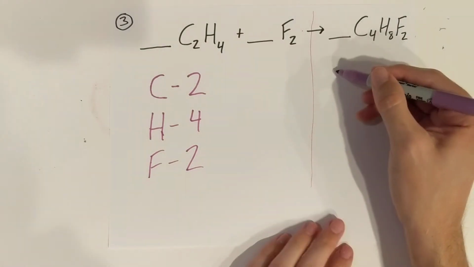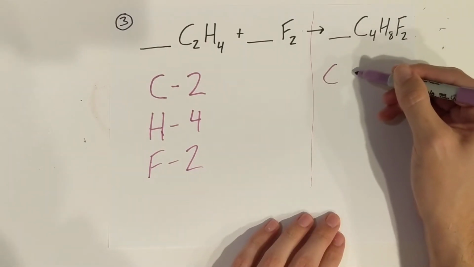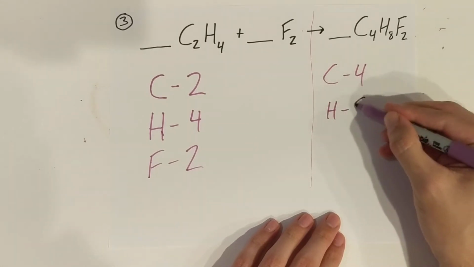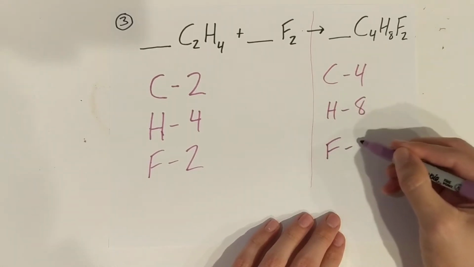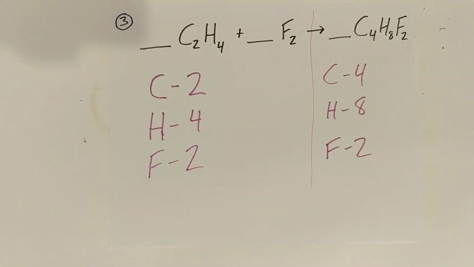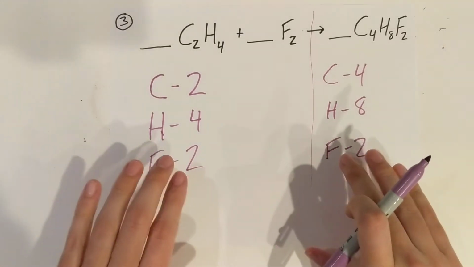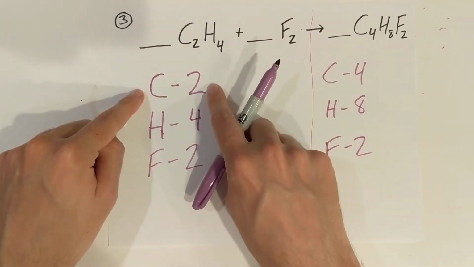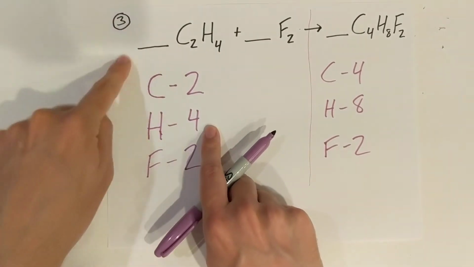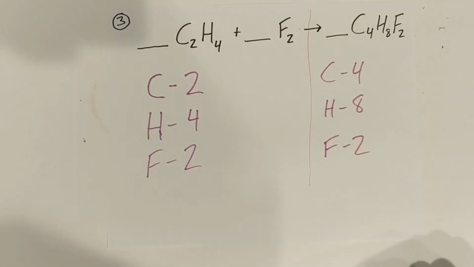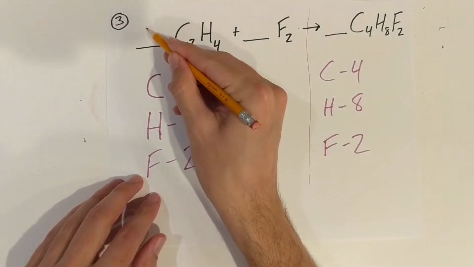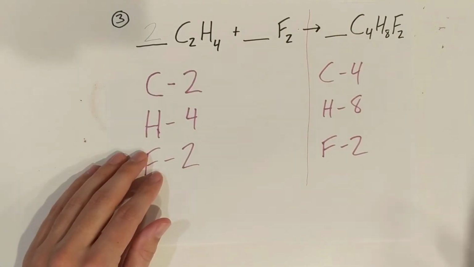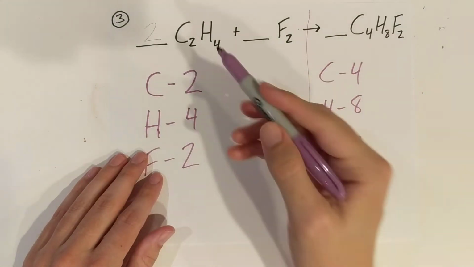And on our product side, if you take a look, we have 4 carbon, 8 hydrogen, and 2 fluorine. So the only thing that's balanced right now is our fluorine. So we need more carbon and more hydrogen on our reactant side. So let's increase that coefficient right there. And we'll see what we get.